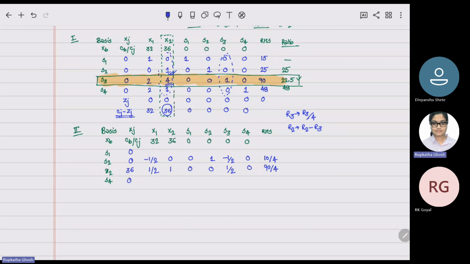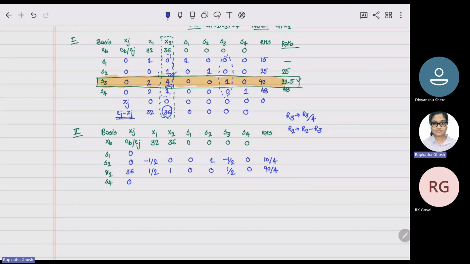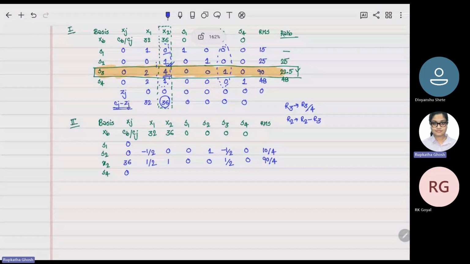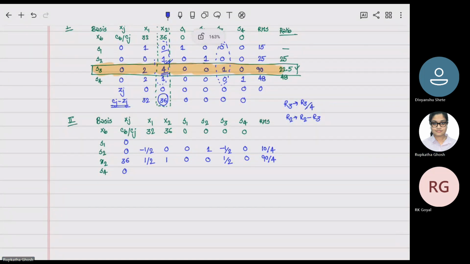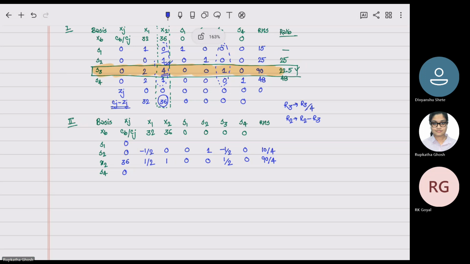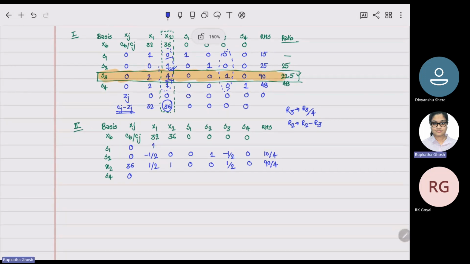Next thing you have is your R1. So R1, you don't really need to make any changes because anyway it is 0. Okay. So you can simply write 1, 0, 1. R1 stays R1. 1, 0, 1, 0, 0, 0, 15.